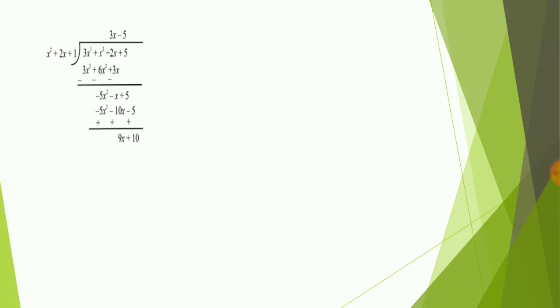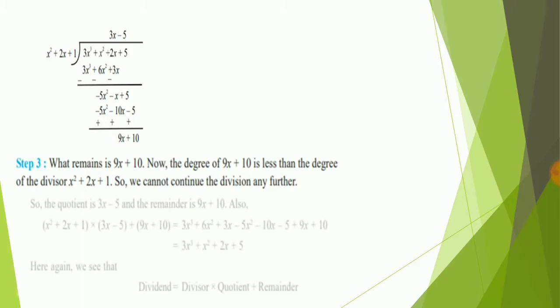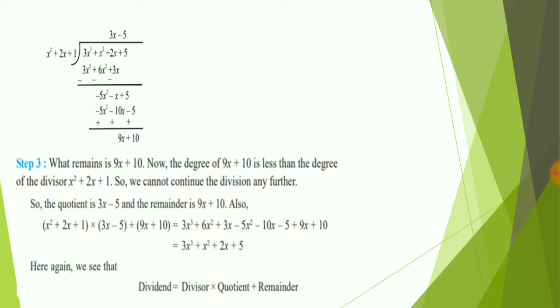We have got the quotient as 3x minus 5 and the remainder as 9x plus 10. Now here if you carefully see, what remains is 9x plus 10. What is the degree of 9x plus 10? It is 1, and this degree is less than the degree of the divisor, which was x square plus 2x plus 1. So we cannot continue the division any further and we'll stop here. So we have got the quotient as 3x minus 5 and the remainder is 9x plus 10.